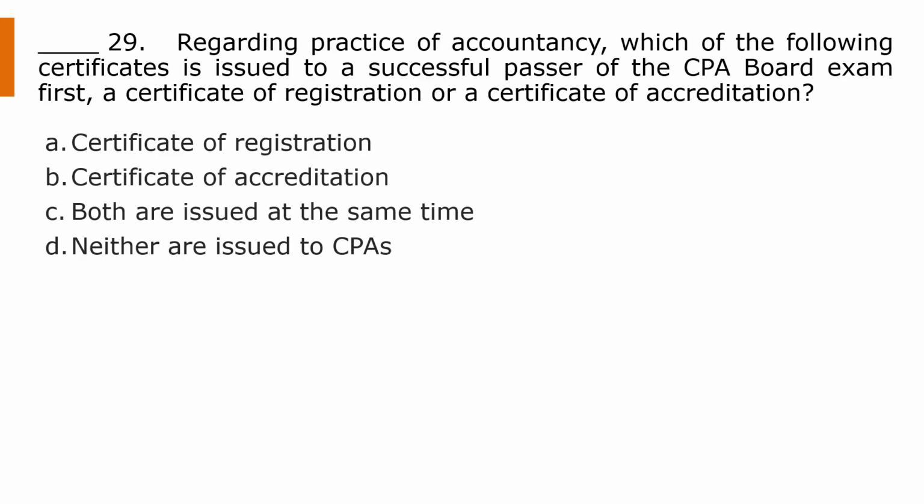29. Regarding the practice of accountancy, which of the following certificates is issued to a successful passer first? Is it the certificate of registration or is it the certificate of accreditation? Remember again that the certificate of registration is the birth certificate, so it should be issued first. It does not expire, it remains in full force. In contrast, a certificate of accreditation is needed for those who are in public practice and the academe, and the certificate of accreditation expires after every 3 years, similar to your PRC ID.